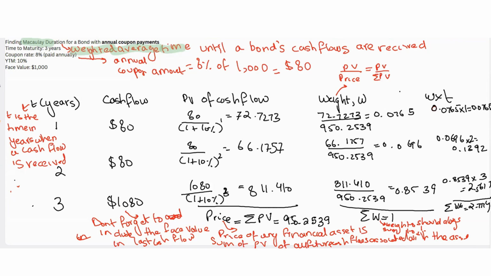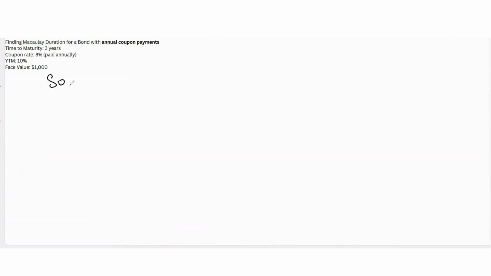Right. Now let's clear this up. What we're saying is Macaulay duration, if we write it to two decimal places, is 2.78 years. Now, where does the years part come from? How do I know this is in years?